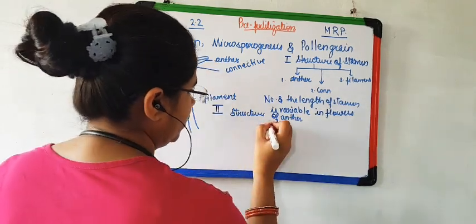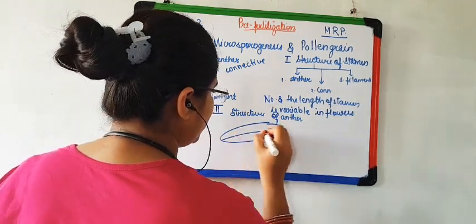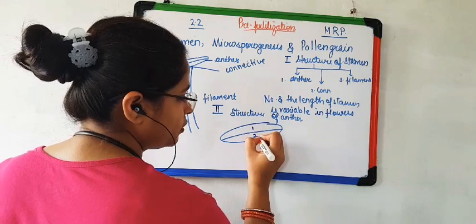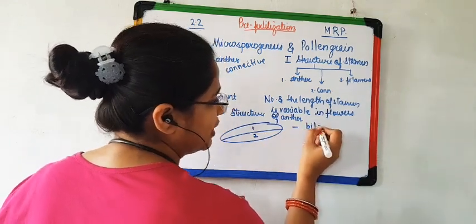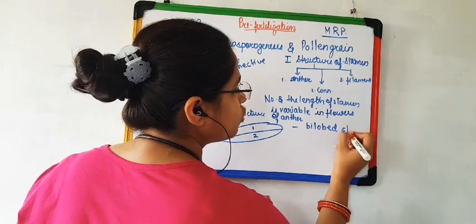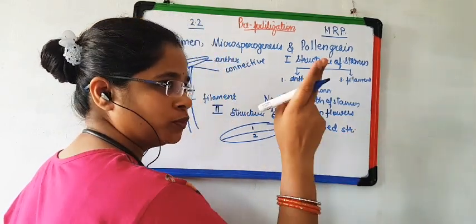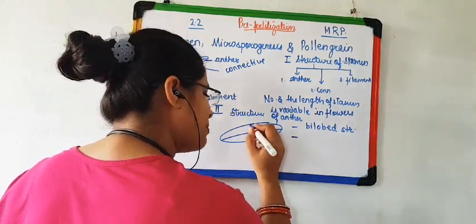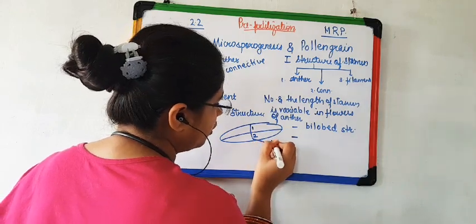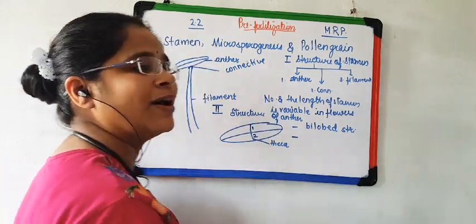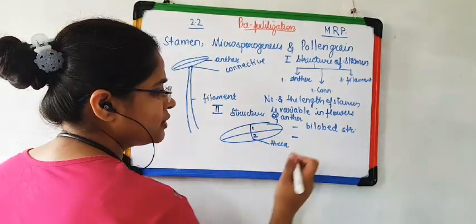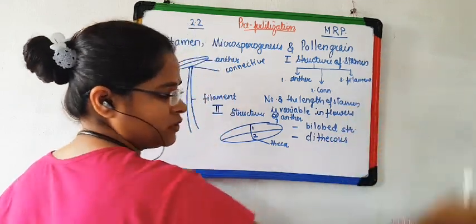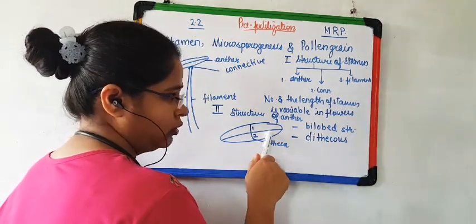Now anther, when we see it like this, we see it as a longitudinal structure, right? There are two lobes. So anther is known as a bilobed structure. How many lobes? 2. In these two lobes, there is a development of theca, that is a membrane. A very thin theca, that is a membrane, develops in this bilobed structure, right? Hence, it is also known as dithecous. Clear with that?